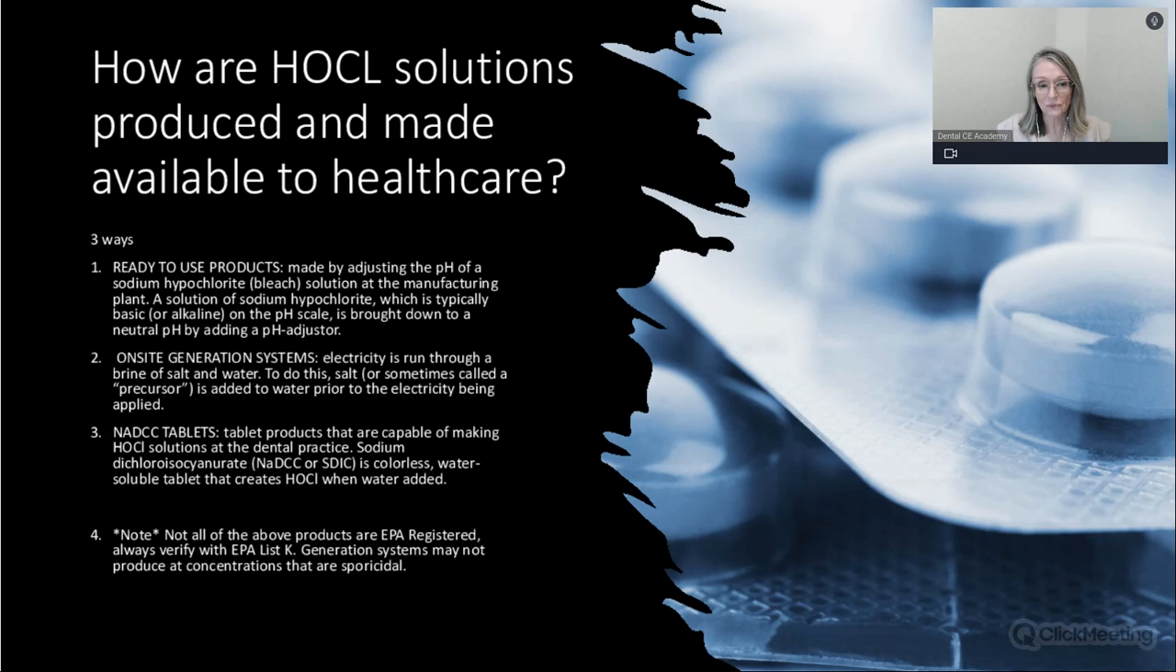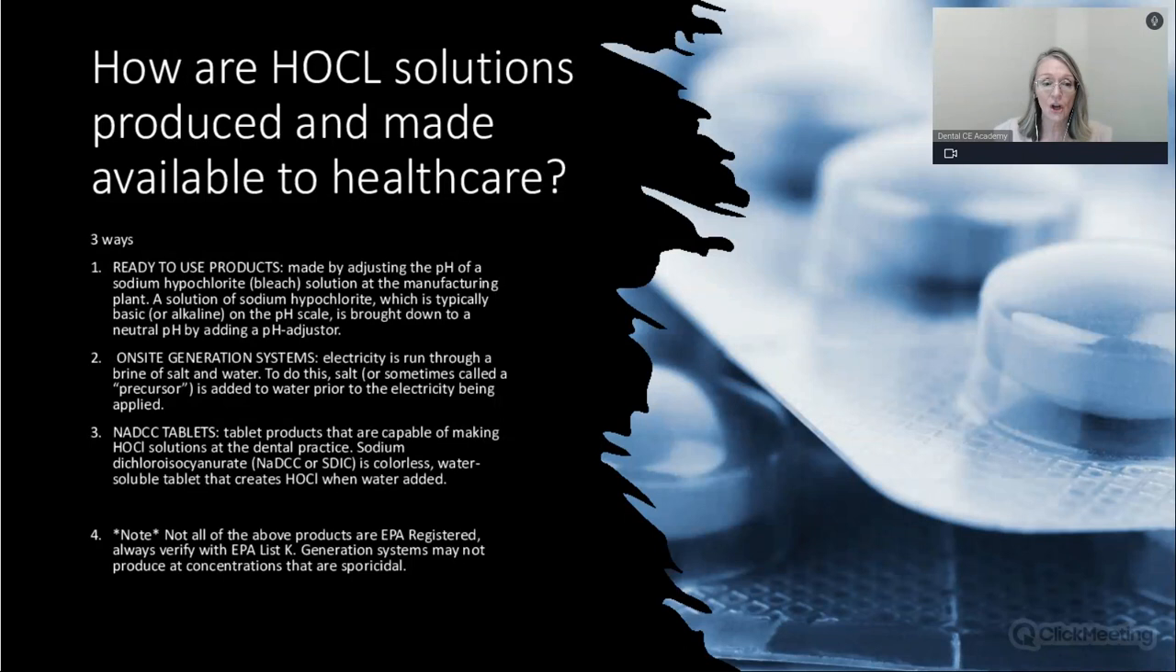So how are they produced? And how are they made available to healthcare? Ready-to-use products. So you can see that ready-to-use products are offered. They produce these by adjusting the pH of bleach, sodium hypochlorite solution, at the manufacturing plant. And that solution is typically basic or alkaline. On the pH scale, it's brought down to more of a neutral pH by adding a pH adjuster, all right? Not recommended for your dental practice.